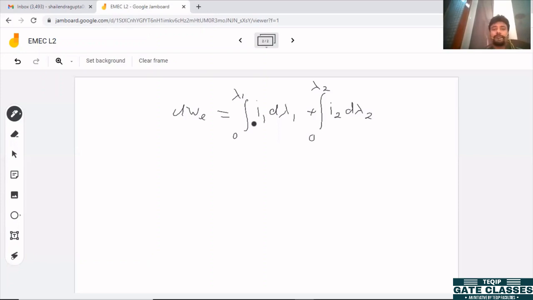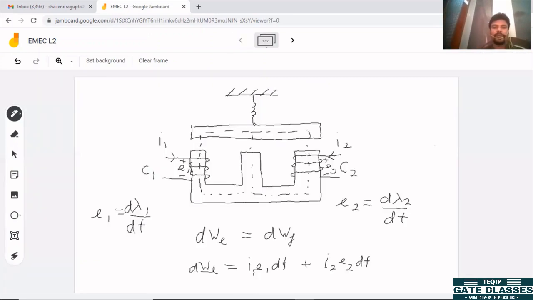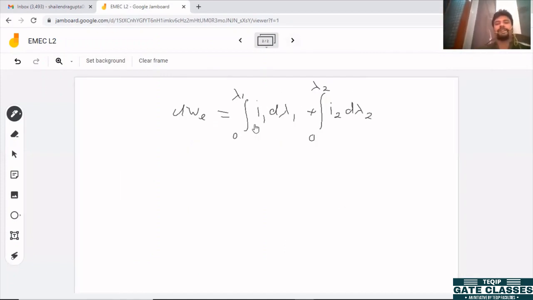Okay, now here we need to see one more thing, that because of two windings, because of two coils, these coils will be having a self inductance as well as mutual inductance. Self inductance due to its own current, and mutual inductance due to the current in the other coil. We have explained this whole thing in the third lecture of magnetic circuit, so we will be using from there itself.